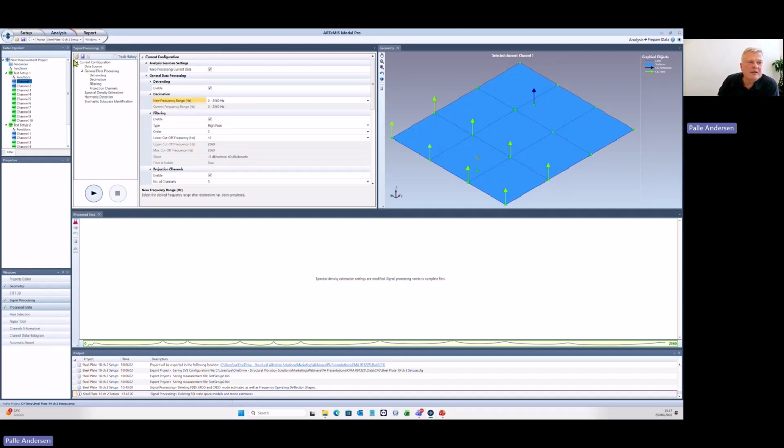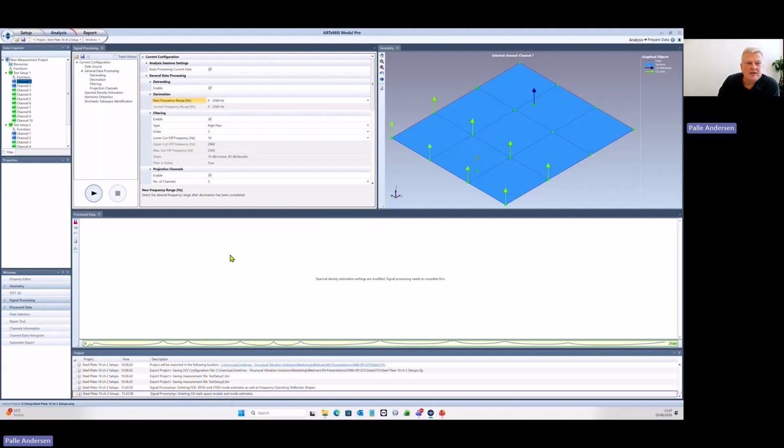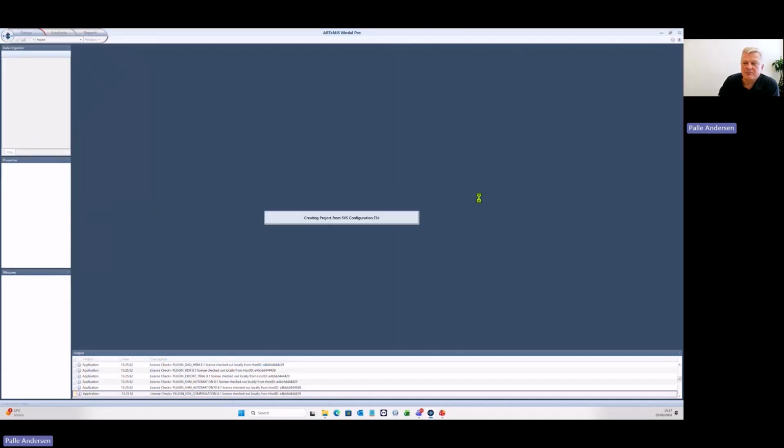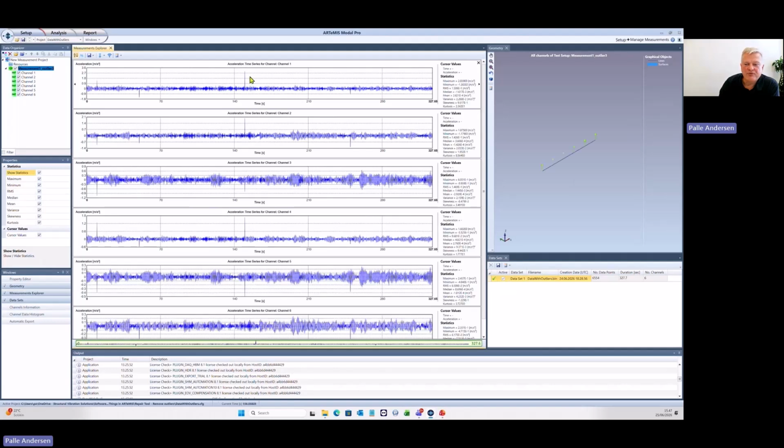Let's see here. I can just close this project here and then just open something, a simple project that has some outliers. We can start looking at the data. And here you hopefully can see that there are some peaks here, around here, that are not looking like data how it should look like. So we like to get rid of these peaks that we have here.